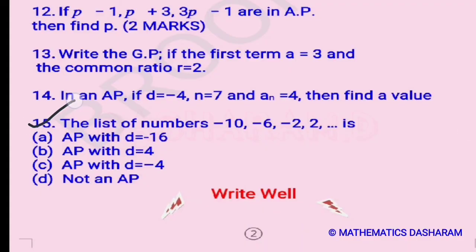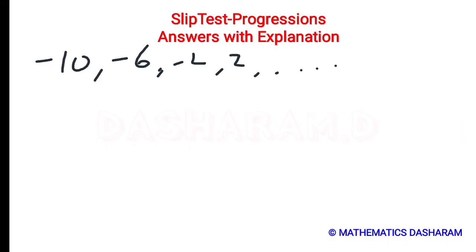So the last question: the list of numbers minus 10, minus 6, minus 2, 2, and so on. Here 4 options are given for this list of numbers: first option, AP with d minus 16; or AP with d 4; or AP with d minus 4; or not an AP. So which is the suitable option? In every option he is asking whether it is an AP or not. So anyhow, let's find the differences.